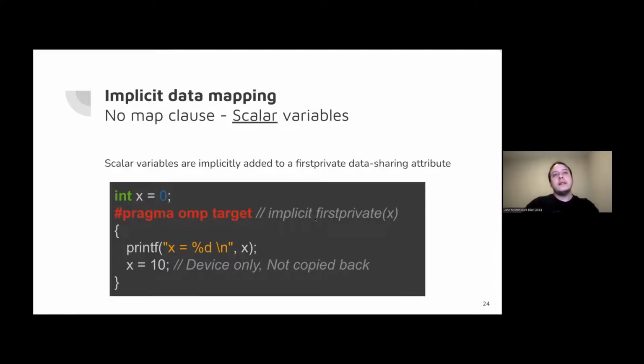Then there is going to be an implicit firstprivate clause inside of the target region. So that means that if I modify my variable within the target region, that modified variable is not going to be copied back into the host. Okay, so that applies for ints, that applies for doubles, for shorts, for chars, for floats, for longs, you name it. Okay, all these basic data types.